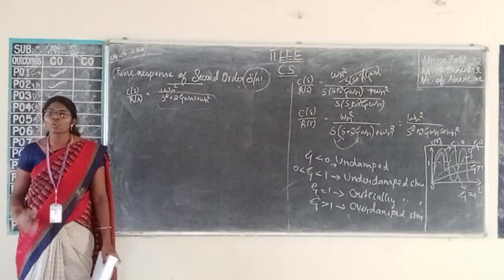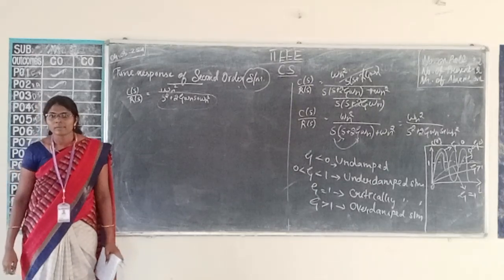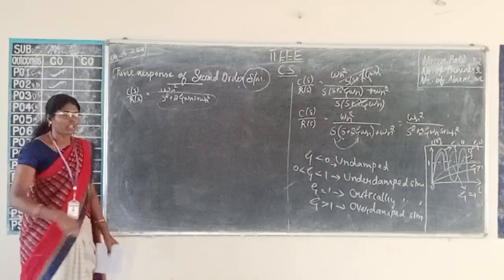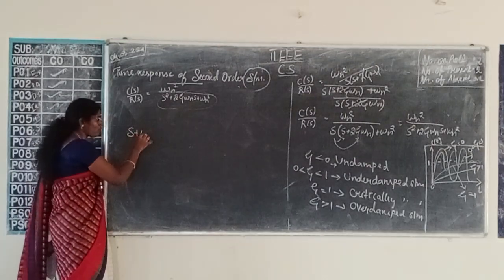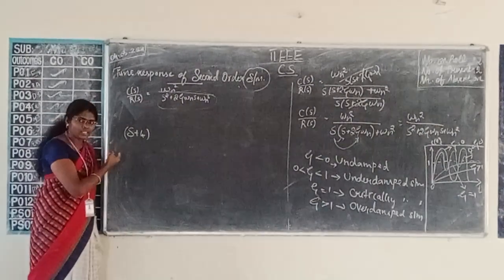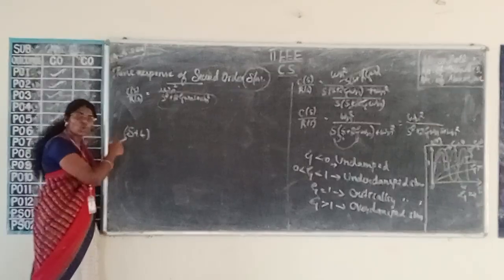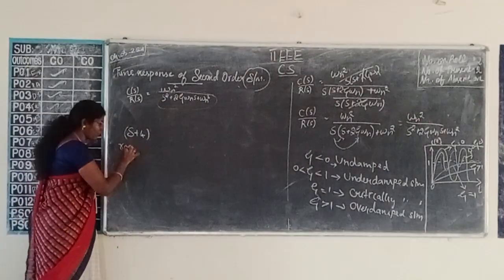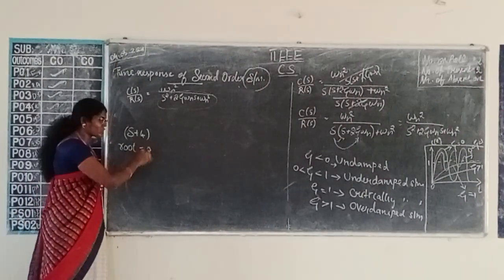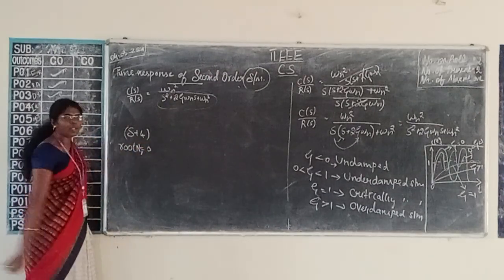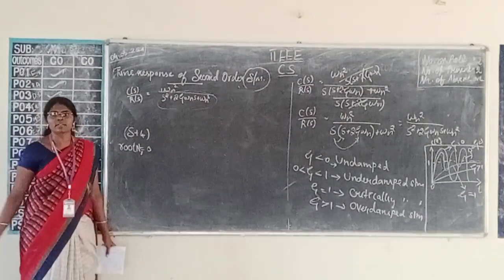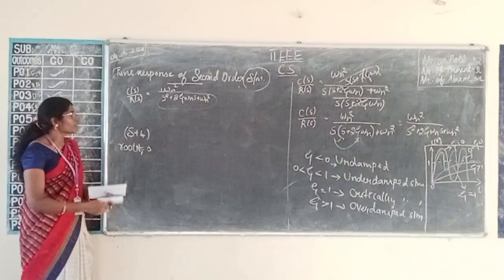So how can we find out poles and how can we find out zeros? Denominator gives poles, numerator gives zeros. If it is s plus 4 in the numerator, then we will be equating the numerator to 0. The roots of the numerator equal to 0 are said to be zeros. Likewise, the roots of the denominator are said to be poles. So keep that in mind.